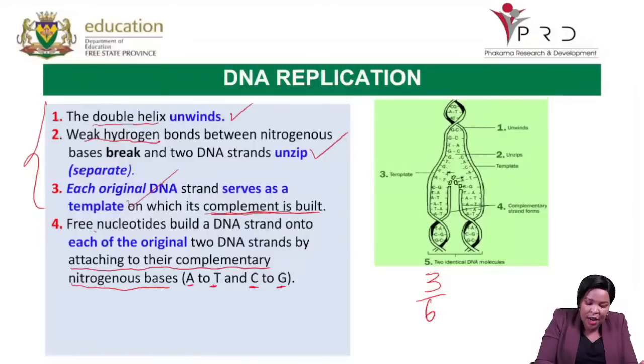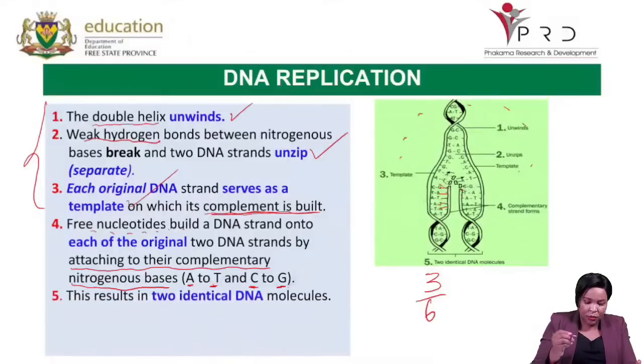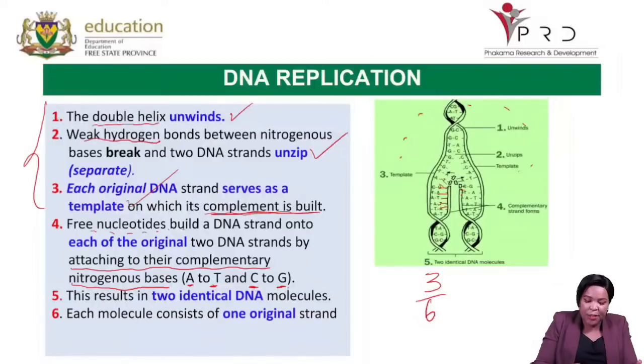So those free floating nucleotides, the A's and the T's and the C's and the G's that are floating here, they are the ones that are going to come and form a complementary pair, making a new copy of DNA. Then this results in 2 identical DNA molecules. Then each molecule consists of 1 original strand and 1 new strand.